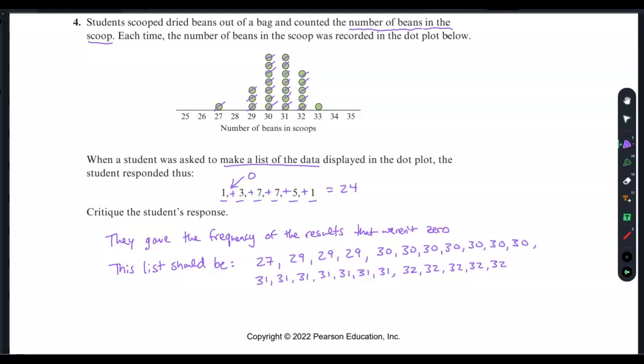And then finally, I had 1 scoop that had 33 beans in it. I'm going to count and double check that I get 24 of those. 1, 2, 3, 4, 5, 6, 7, 8, 9, 10, 11, 12, 13, 14, 15, 16, 17, 18, 19, 20, 21, 22, 23, and sure enough, there's 24.